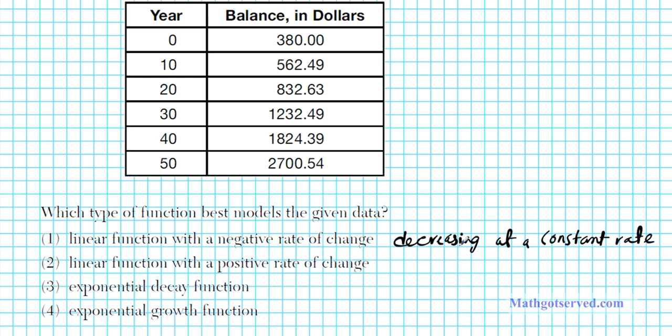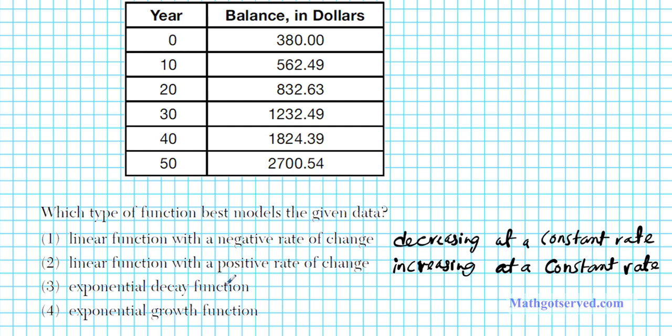Now how do I know it's decreasing? Because it says negative. And how do I know the rate of change is constant? Because it's a linear function, it's a line. Linear function with a positive rate of change: in this case, it's going to be increasing. At what rate? Since it's a linear function, it's going to be increasing at a constant rate. The rate of change on a linear function is always the same at every point. So that's why we have constancy in the rate of increase or decrease in options 1 and 2.